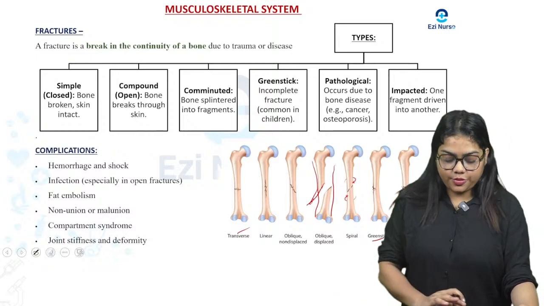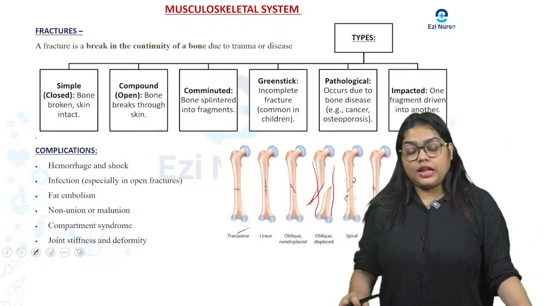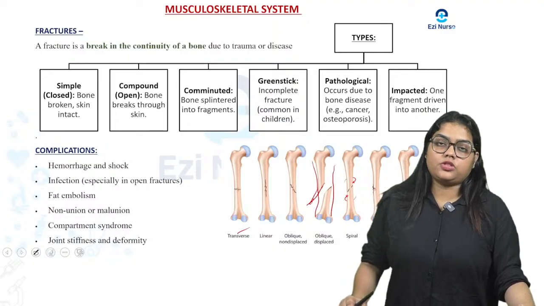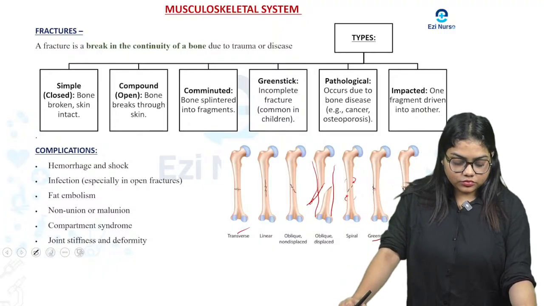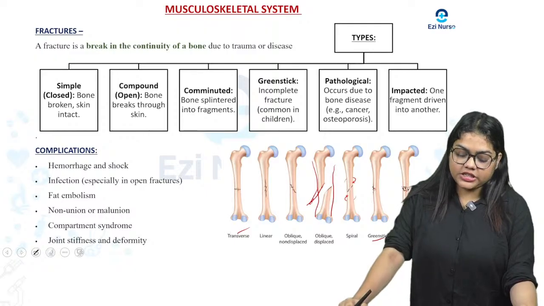So these are the types of fracture. Now we'll see what complications can come because of the fracture. Okay, so the first one is hemorrhage and shock.